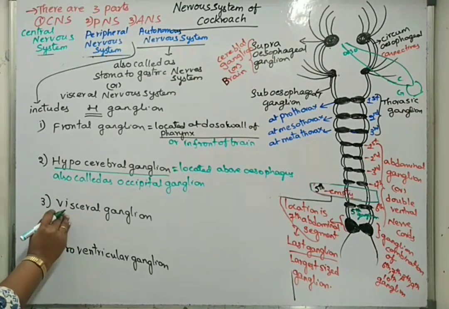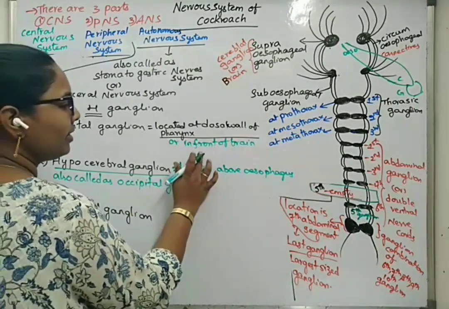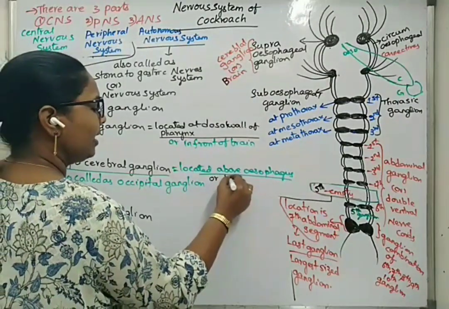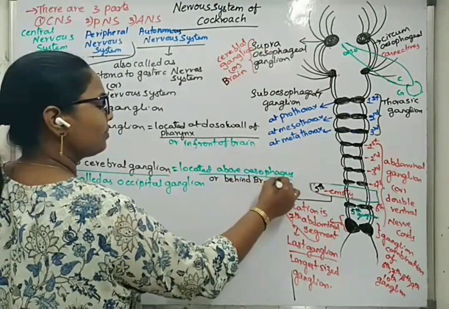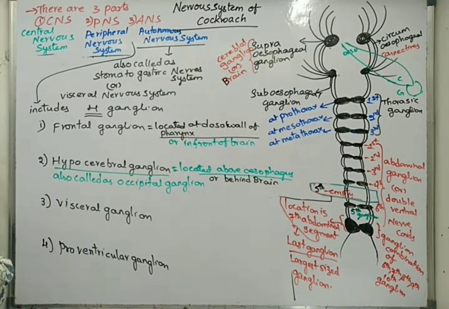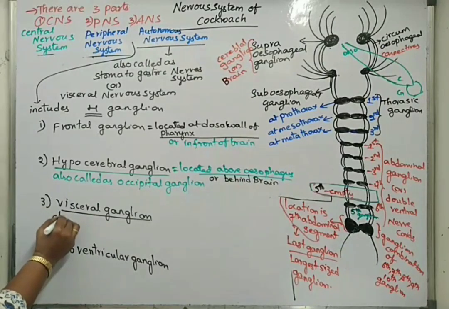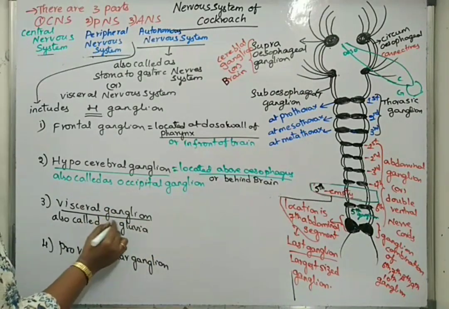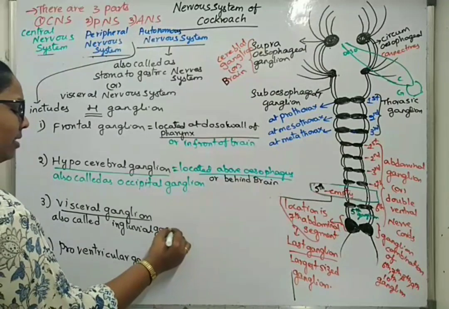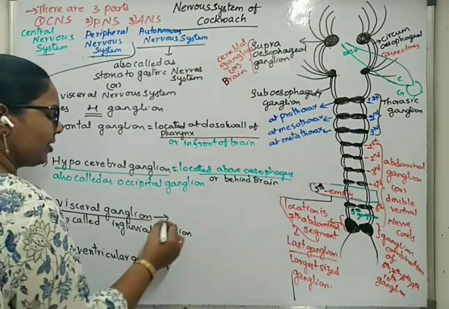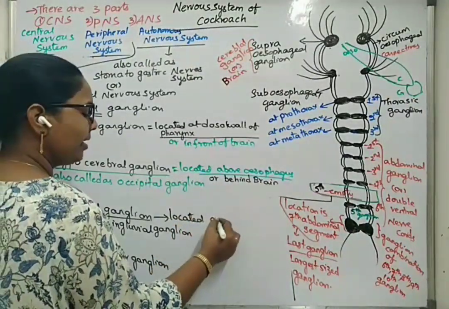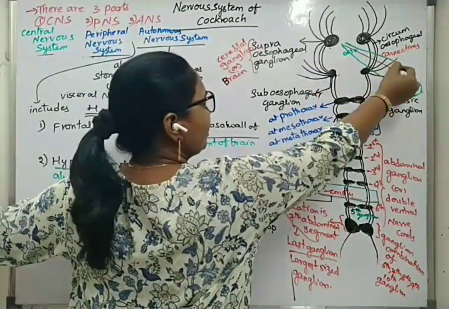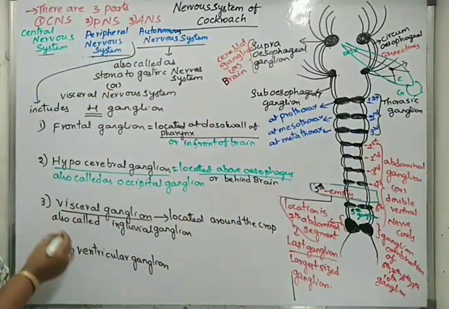Next, third one, visceral ganglion. So we have written in front of brain. We can also write behind the brain. Third one, visceral ganglion, which is also called as ingluvial ganglion. What is its location? It is located around the crop. So here will be its location. So, this will be ingluvial ganglion.